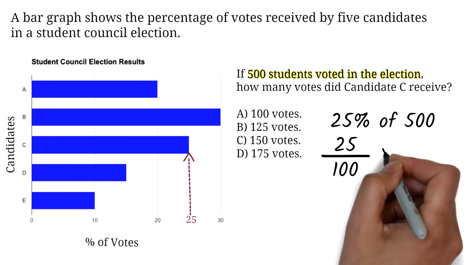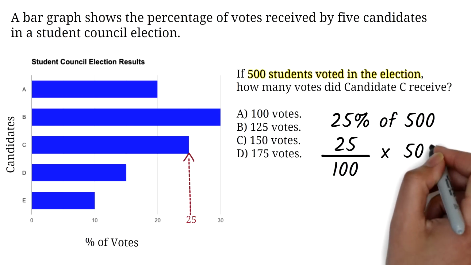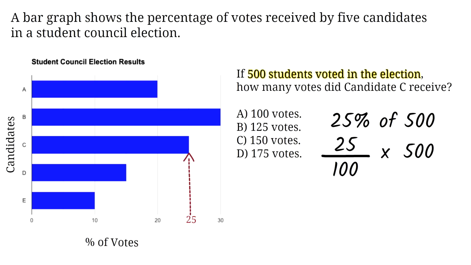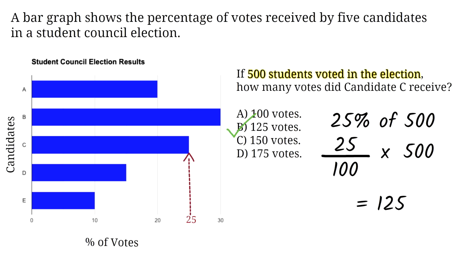Of in mathematics means multiplication. So we have 25 over 100 times 500. We compute this on the calculator to get 125. So the correct answer is B, 125 votes.